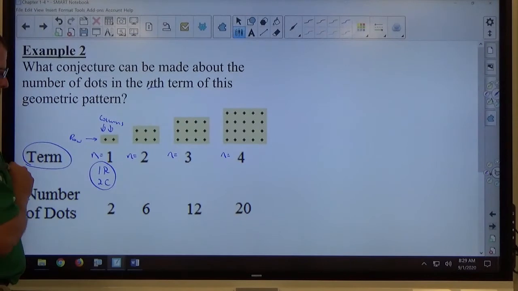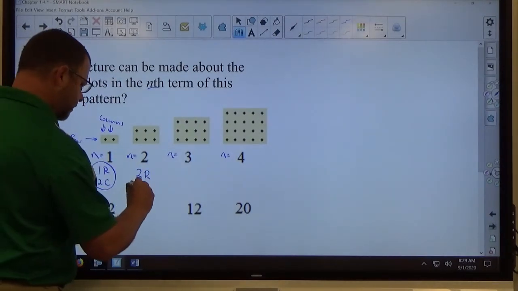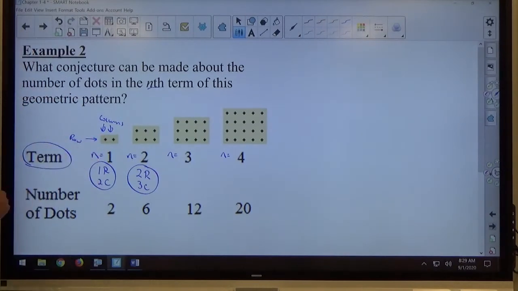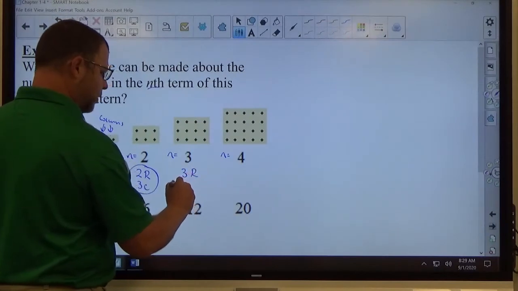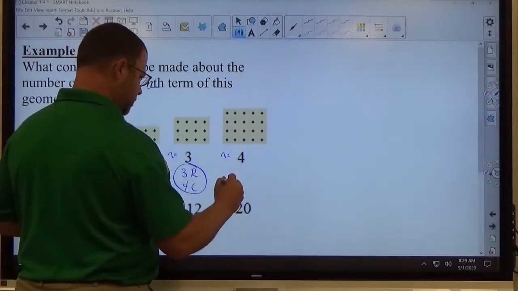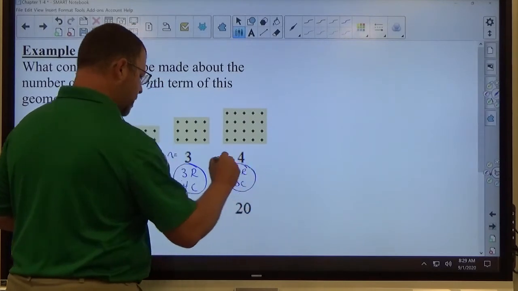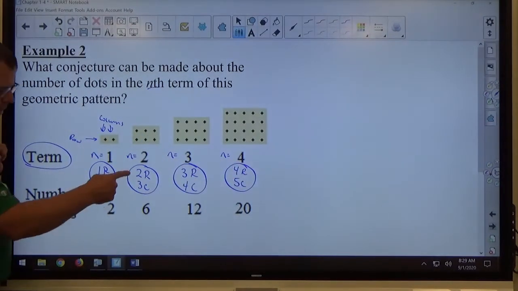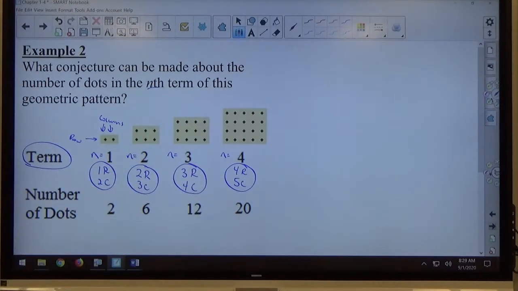In the second term, how many rows do we have? 2 rows. We have how many columns? 3. The third one, how many rows do we have? 3 rows. How many columns? 4 columns. The fourth term, we have how many rows? 4 rows. And how many columns? 5 columns. And notice, 1 times 2 makes 2, and 2 times 3 makes 6, and 3 times 4 makes 12, and 4 times 5 makes 20. That's where those numbers are coming from, those 2, 6, 12, and 20. It's by the rows and columns.